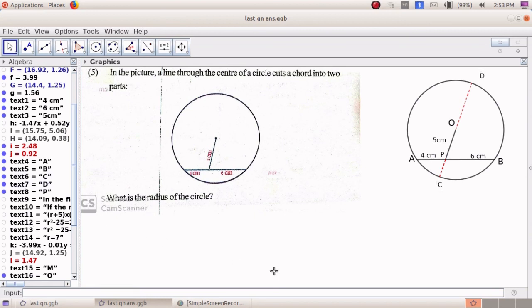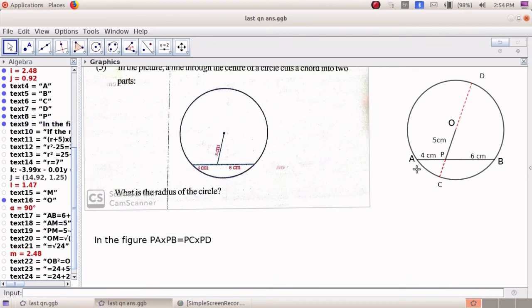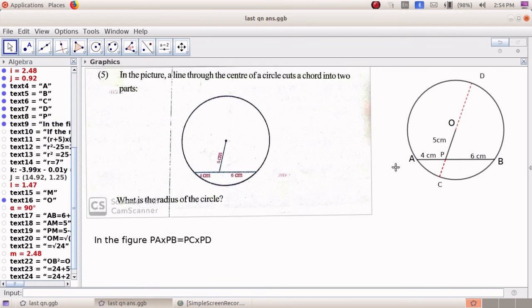Now see the figure. Two chords AB and CD intersect at the point P. We know when two chords intersect inside a circle, the products of the pieces are equal. Therefore, in this figure, we see PA into PB equal to PC into PD. The product of the pieces of each chord are equal.